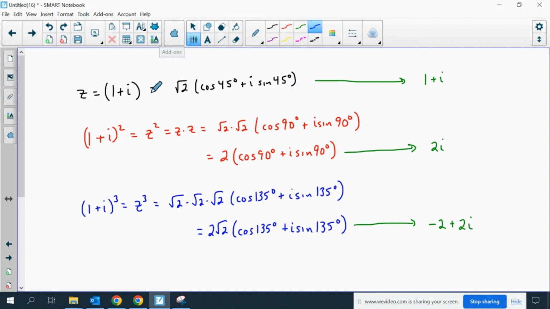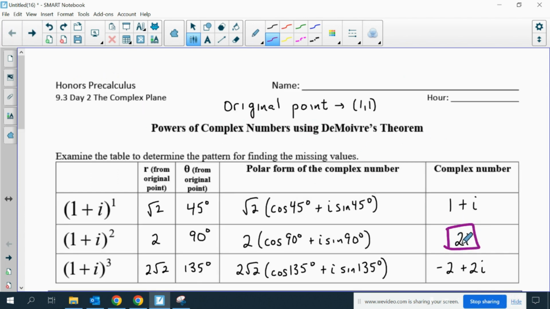What we learned in the last video is that if I have a complex number multiplied by a complex number, I just take the radii and multiply them together, and then I add the angles. So (1 + i) squared is like saying this number multiplied by itself. I take the radius times the radius, and then the angle 45 plus the angle 45. So I end up with 2(cos 90 + i sin 90). Since cosine 90 is 0 and sine 90 is 1, I end up with the exact same answer I got when I multiplied it out in regular complex form.